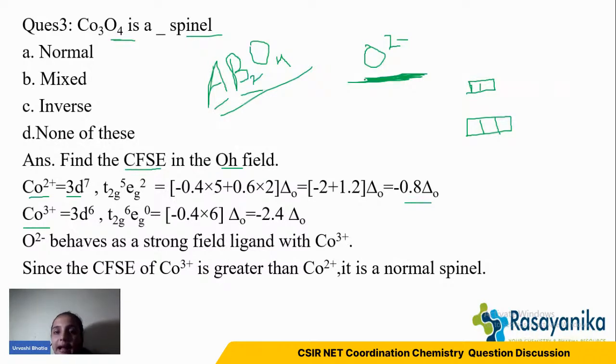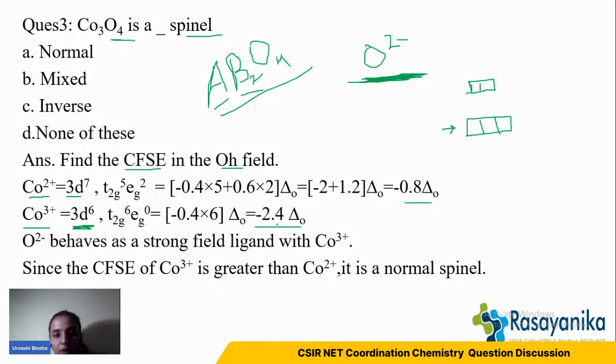Oxo, this ligand acts as a strong field ligand, and therefore it is going to pair up the electrons, and we get 3d6, T2G6. All the electrons will be paired up in this T2G, and we get it. So minus 0.4 into 6 del O, so minus 2.4 del O. Okay. So you can see here O2 minus behaves as a strong field ligand with cobalt 3 plus.